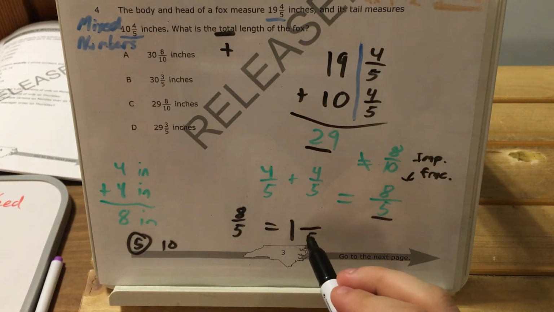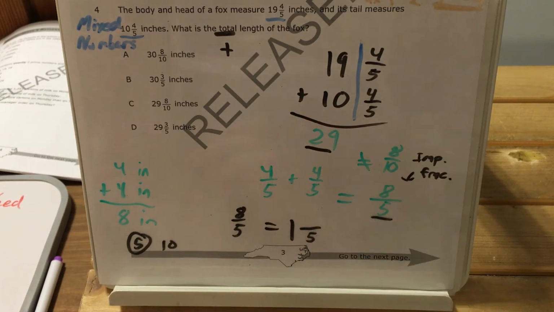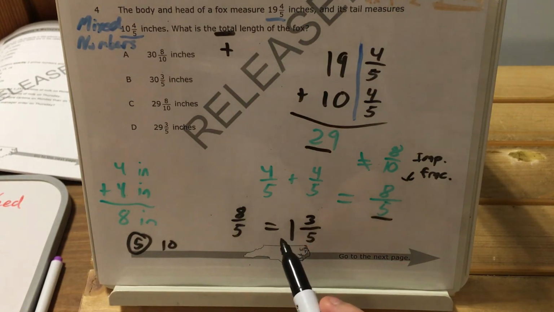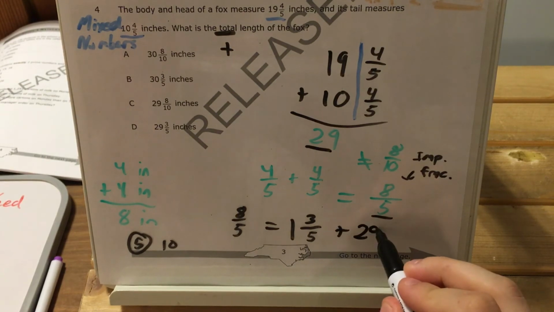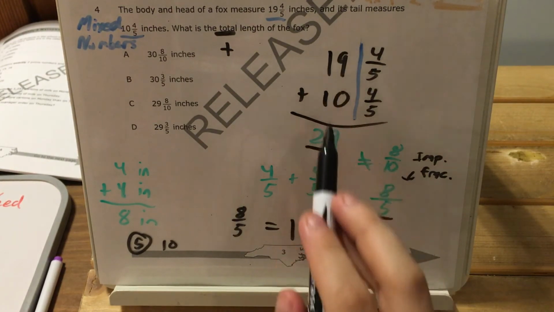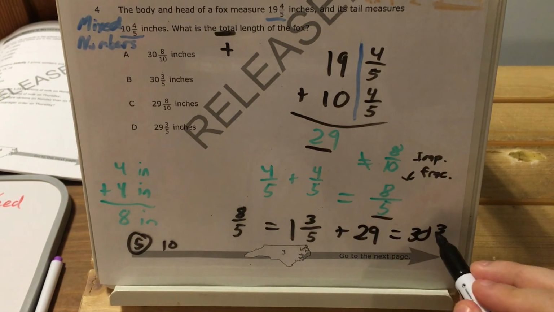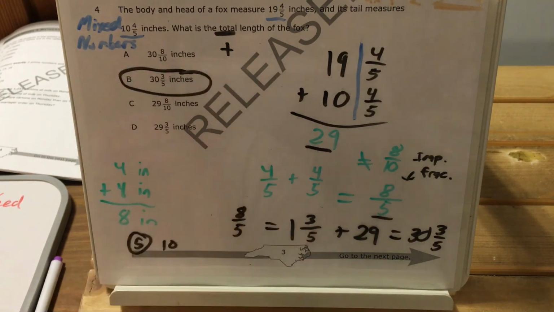I'm going to write a fraction bar and keep my denominator of 5, but on the top here are going to go my leftovers. So 8 minus 5 is 3, which means that for a mixed number form of 8/5, I have 1 3/5. If I take my 29 from earlier, when I just worked with my whole numbers, and add that, that gets me 30 and 3/5, which, as it turns out, matches answer choice B.